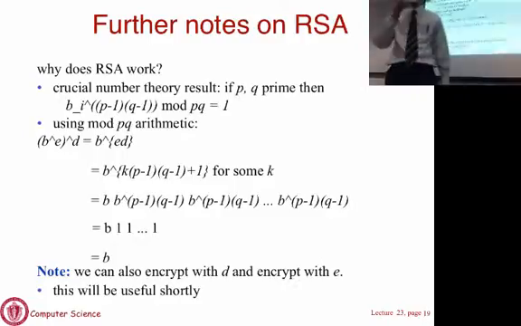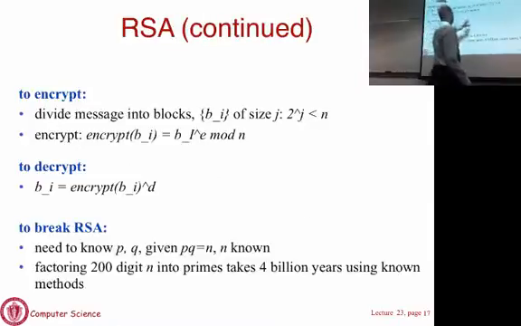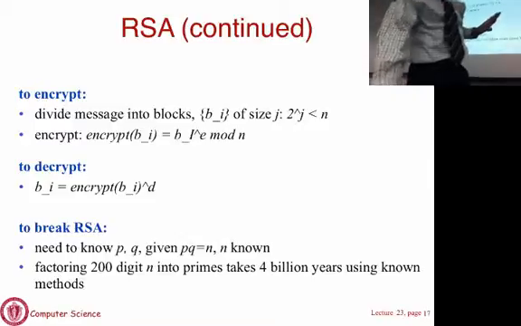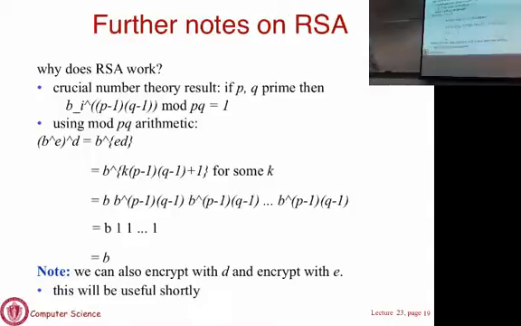Now we'll ask the question, why does this even work? Why is it that if you do this and then raise that to the power D, you get back the original string? That is a math property from number theory. This is the outline of how it works. The crucial number theory result that RSA depends on is that if P and Q are prime, then B to the power P minus 1 times Q minus 1 mod PQ is 1. That's a known number theory result, so let's just take that as a given.